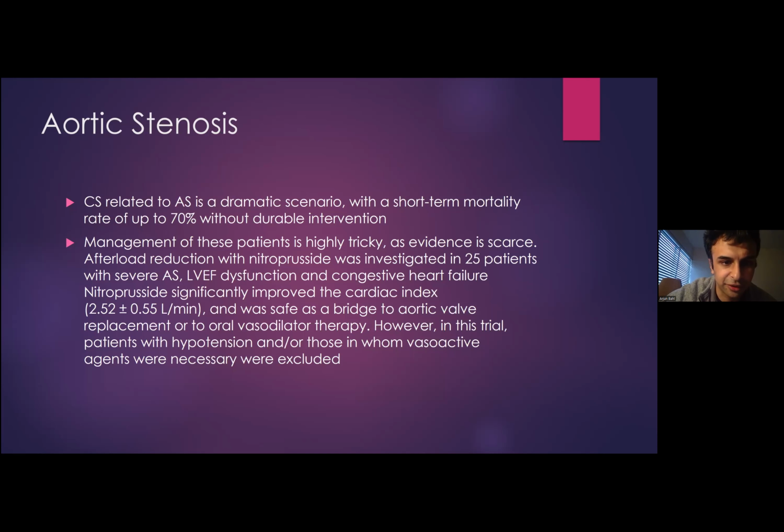I meant to have a New England Journal article on this one too. There's a New England Journal article that talks about nitroprusside in aortic stenosis with decompensated heart failure. But there's no data on it in aortic stenosis with cardiogenic shock. So when vasoactives are necessary, it does help with decompensated heart failure.